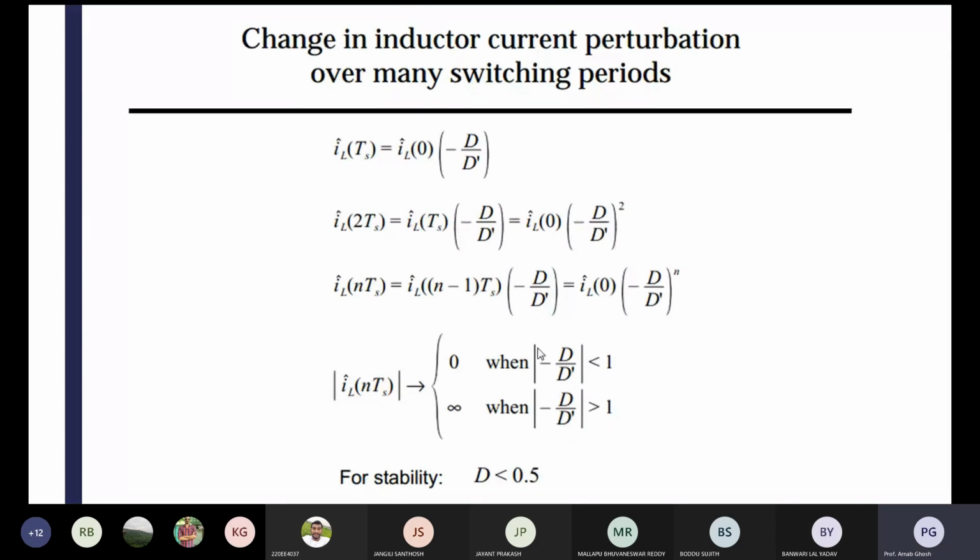When that value is less than 1, î_L(nTs) tends to 0. Tends to 0 means the deviation of the inductor current is very small. So if you want it to go to 0, that value should be less than 1. And if it goes to infinity, then the D by D dash value is greater than 1. So for stability, you will get D less than 0.5.